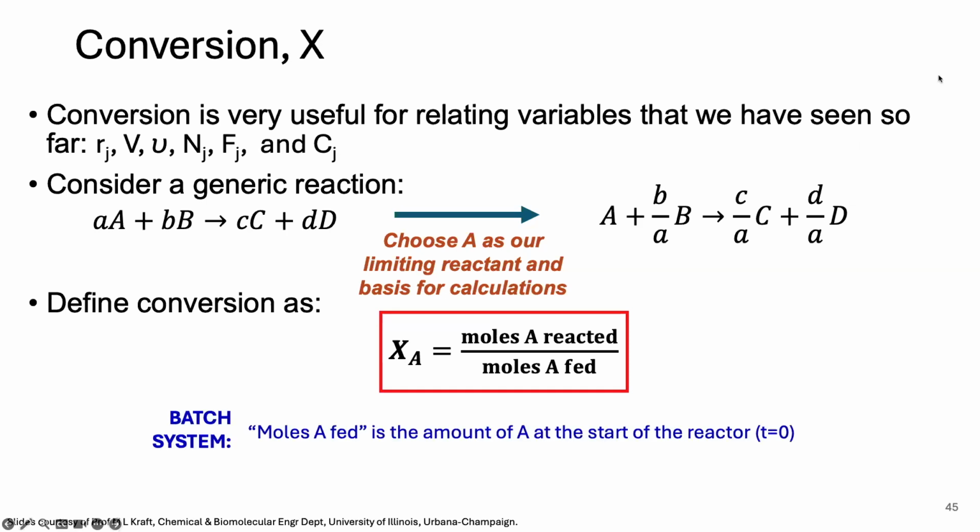And so what do we mean by fed? Well, if we're talking about a batch system, the moles fed are the amount of moles of A that are there at the start of the reactor, i.e. how much we put in. And if we're talking about a continuous flow system, the moles of A fed is going to be the amount that are entering the reactor in our feed stream that's continuously flowing in.